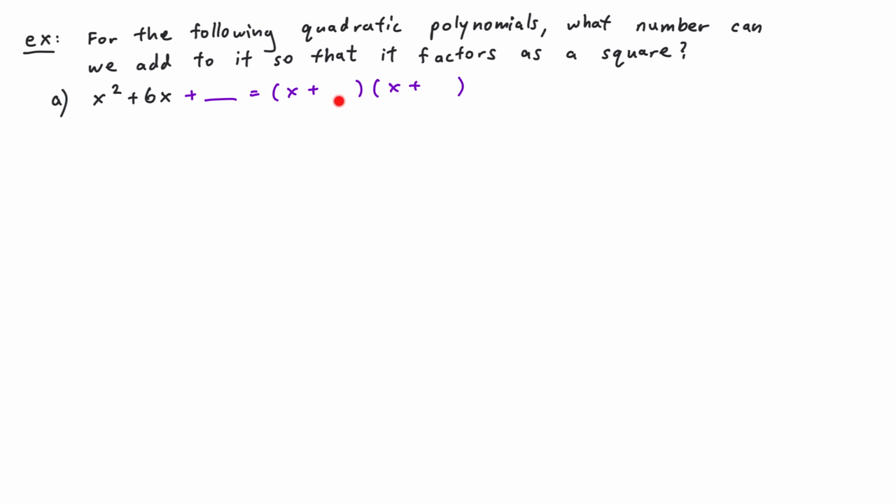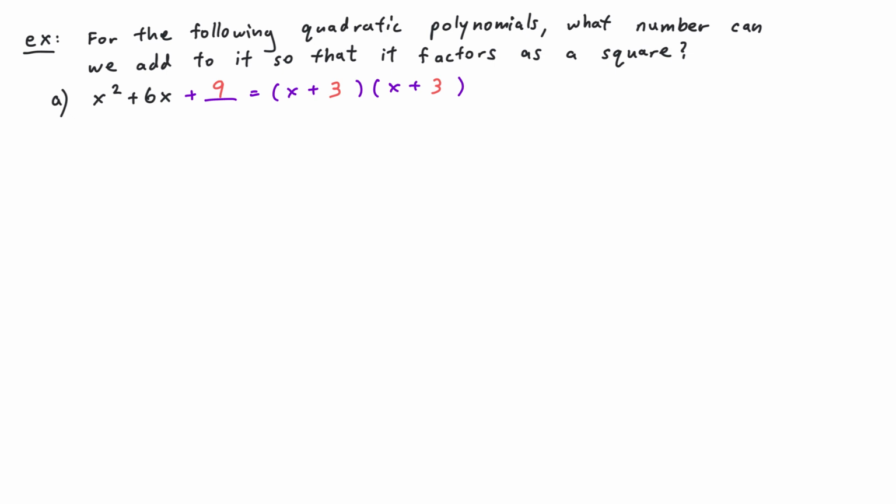Remember that our two numbers here have to add up to the middle number and multiply to the last number. So if the two numbers add up to 6 and they have to be the same number, our two numbers have to be 3 and 3. So now, what does our last number here have to be? Remember that the two numbers here have to multiply to the last number, so in this case, 3 times 3 gives us 9.